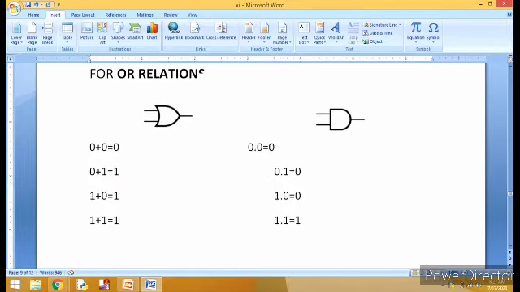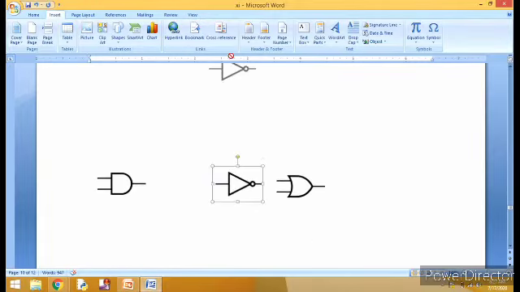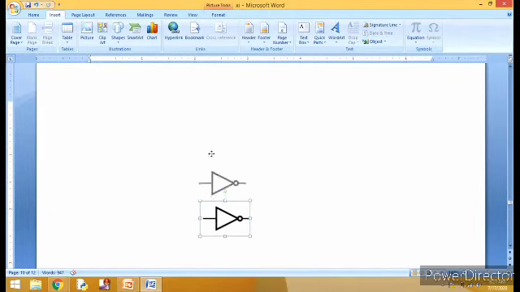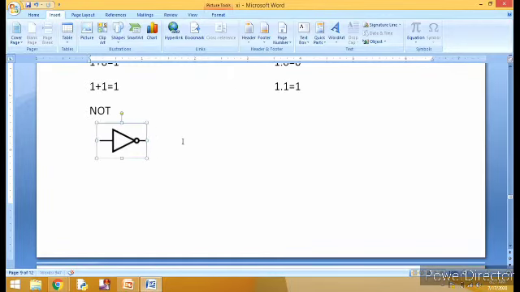Now similarly, let's consider the NOT operator. Let me bring the NOT operator also, since many students are new and might not know what the operator is. The NOT operator works with how many inputs? Only one input. So the NOT operator has only one input as well as one output. If the input is 0, what will be the output?